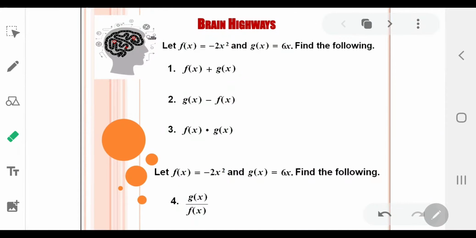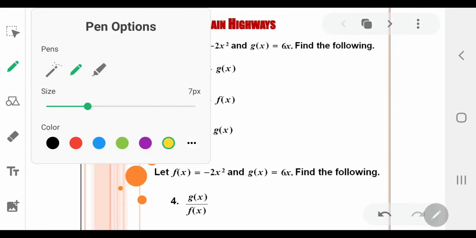Hello again, everyone. We're starting our second lesson in this trimester, which is 7.5, and as usual, we're starting with brain highways. Pause the video and try to answer the following questions on your own.